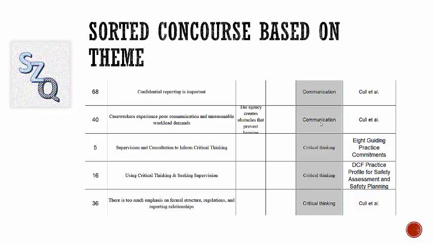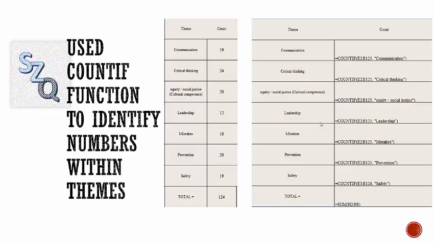And then I began to identify themes, and then I could sort just using the sorting tool in Excel. So I could group all of the communication items together, all the critical thinking items together, and this facilitated my keeping track of how many items I had across each theme.